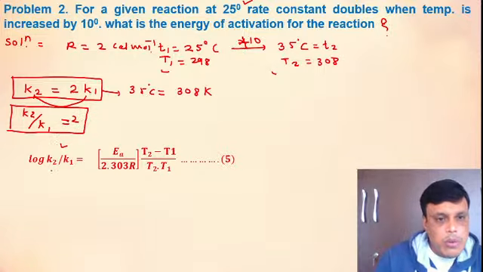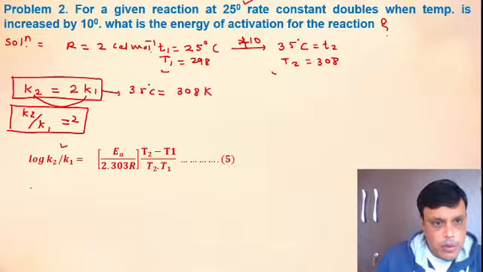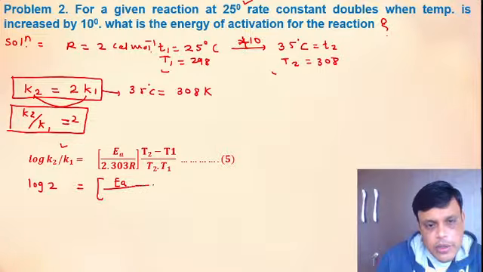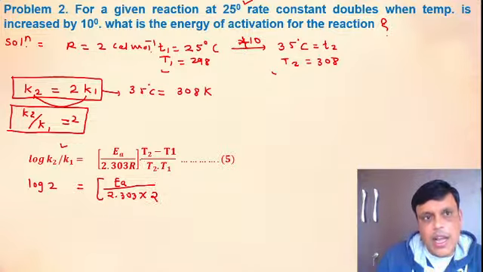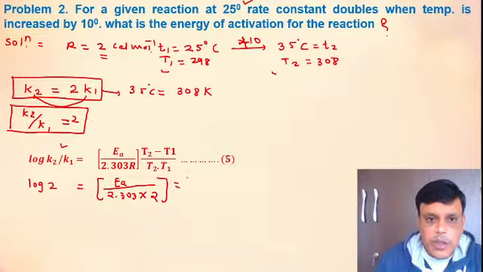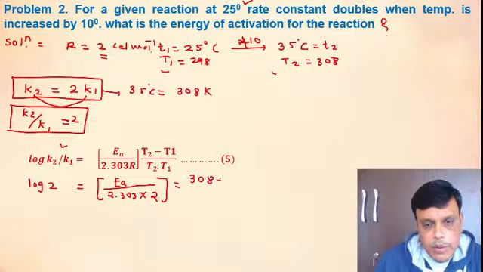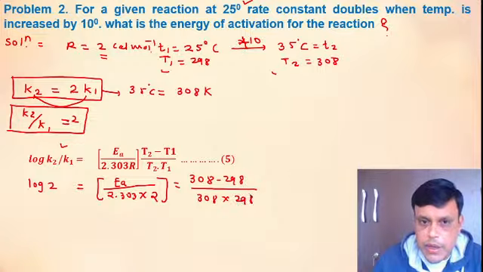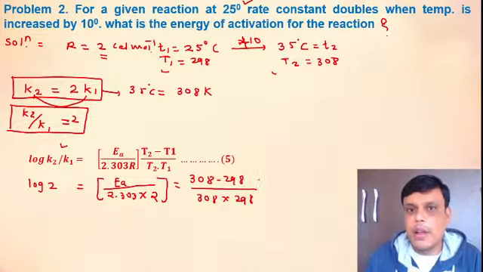Now here you have to just put this value. Log K2 by K1 is nothing but log 2. So here I will write EA, that is the energy of activation that we have to find, over 2.303 multiplied by 2, because R is given. R is nothing but 2, and here you put T2 308 minus 298 divided by 308 multiplied by 298. This term is similar to our problem number 1.